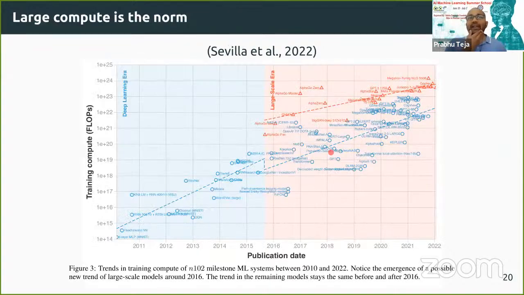Similarly, large compute is the norm. See these early 2010 papers. See this six-layer MLP on MNIST at the corner. It has something like 10 power 14 flops. Flops is basically floating point operations. So this is the number of additions and multiplications you do in total to train the network. AlexNet is somewhere here. It's about 10 power 18.